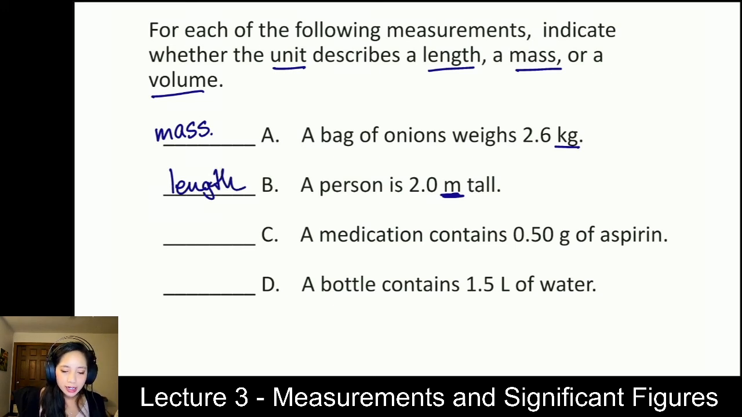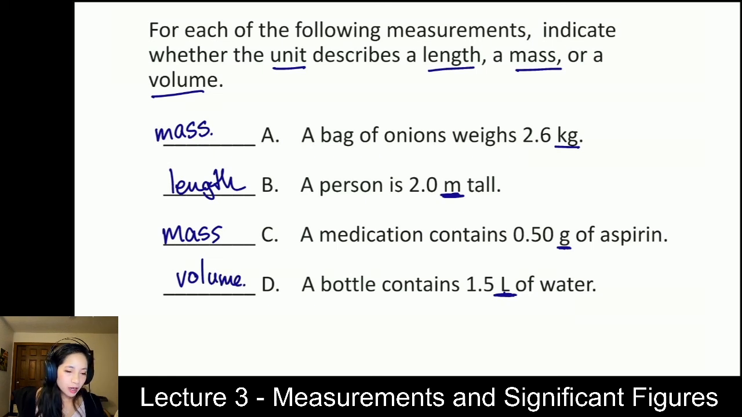A medication contains 0.50 grams of aspirin. Again, let's look at the unit. Remember, every measurement always contains a number and a unit. All of these have numbers and units. So just look at the unit right after the number. The medication contains 0.5 grams of aspirin. Gram is related to kilogram, so this would be a mass unit. And then last, a bottle contains 1.5 liters of water. Liter is the standard unit for volume, so this is a volume measurement.